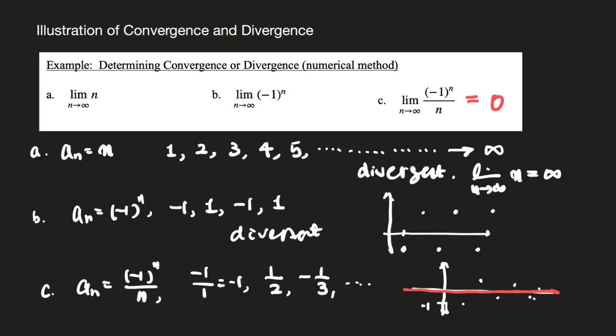Okay, that's a simple way to find the limit of a sequence. You plug in the numbers, see the pattern and the behavior of the sequence, or you sketch the sequence on the coordinate plane. Then you see which horizontal line the sequence approaches, and that gives you the limit.